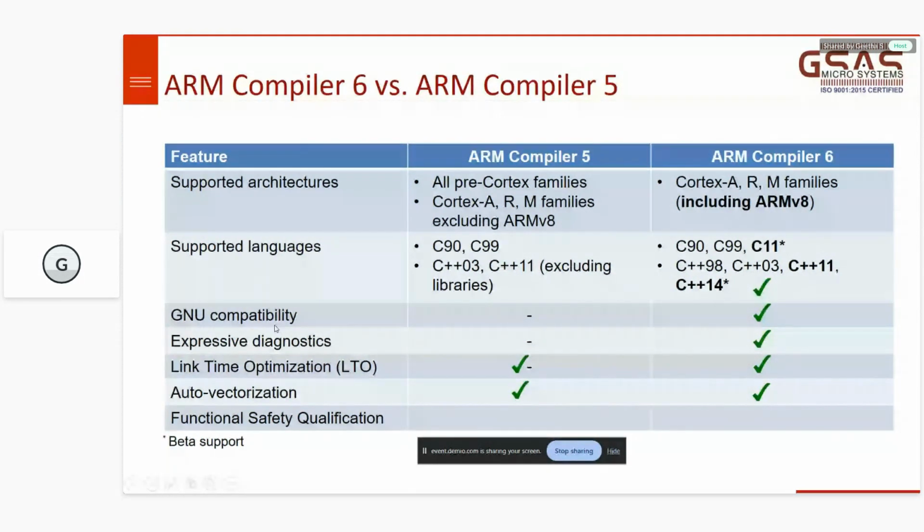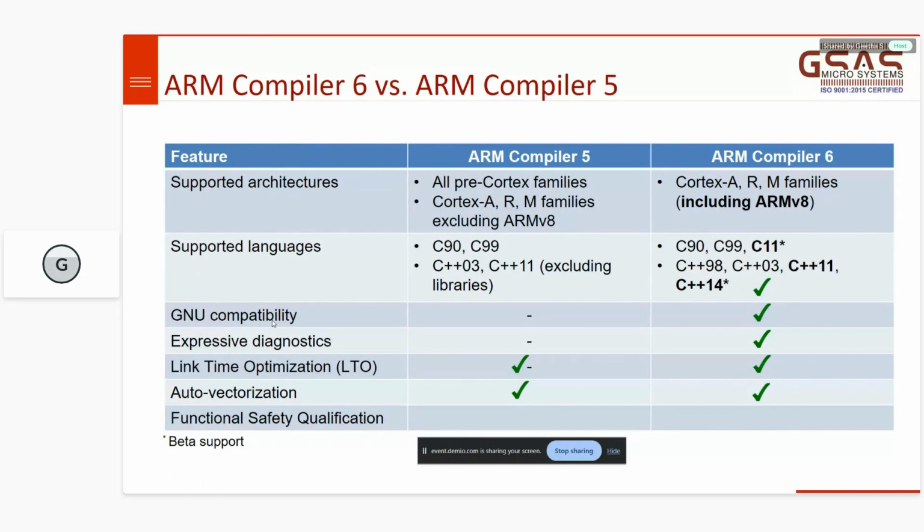Next, this is important: GNU compatibility. Why did ARM maintain this GNU compatibility? Because ARM compiler 6 is an LLVM compiler, meaning ARM compiler 6 was designed under the LLVM umbrella. LLVM is the Low Level Virtual Machine. Your GNU compiler comes there, your Linux comes there. It's all open source. So under LLVM technology, ARM compiler 6 was developed by ARM and they maintained GNU compatibility. So 90 to 95% of the GNU compiler options are supported in ARM compiler 6.